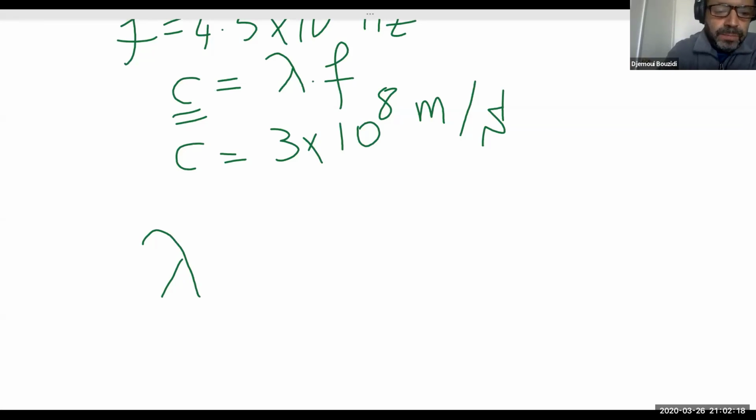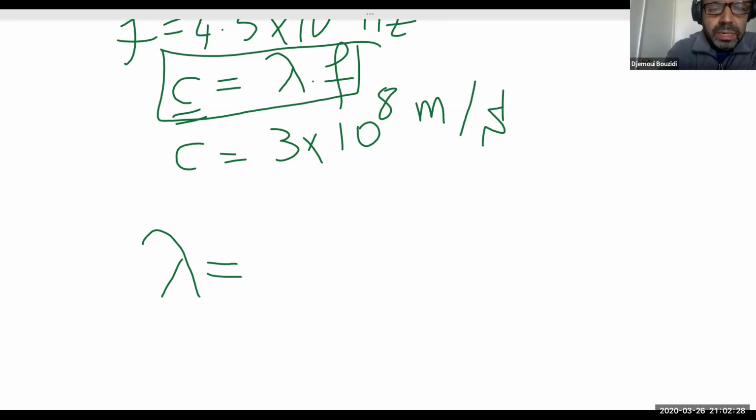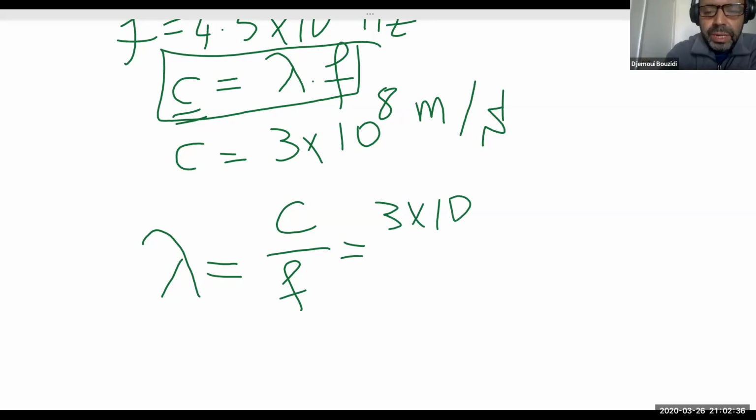And that is more of a number that you will see when you're talking about light in general. So what we do in this case, we say, okay, C from this expression is equal to lambda F. That means lambda is equal to C over F. Since I have C to be 3 × 10⁸, and I have F to be 4.5 × 10¹⁴.